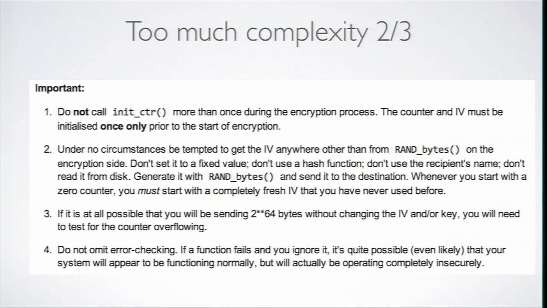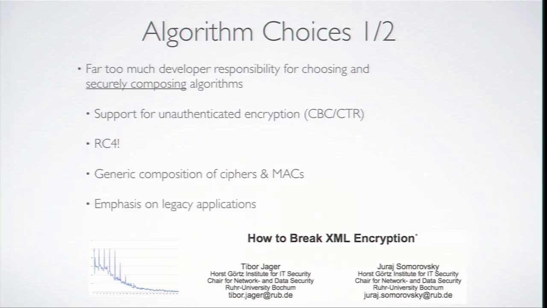This is my favorite. Do not omit error checking. If a function fails and you ignore it, it's quite possible, even likely, that your system will appear to be functioning normally, but will actually be operating completely insecurely. Who the hell designs a crypto library that works like that? It's mind-boggling that we could build something that would let you set it up wrong and then just spit out plain text, and yet we routinely do this with crypto libraries. It's a very big problem we run into.